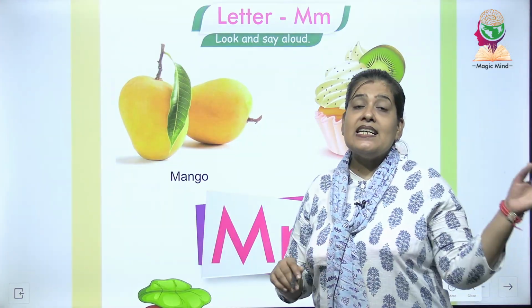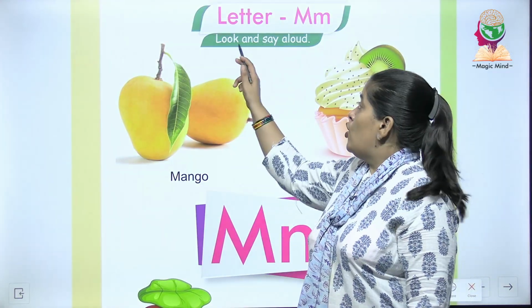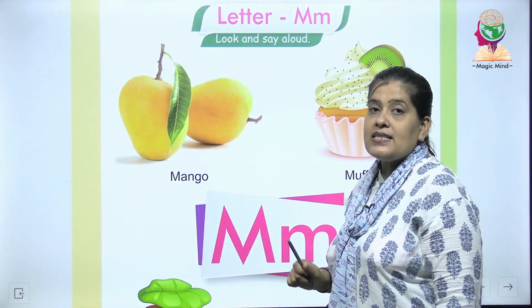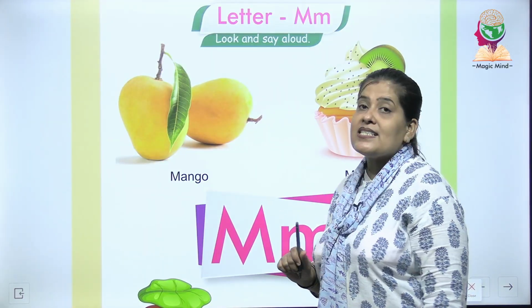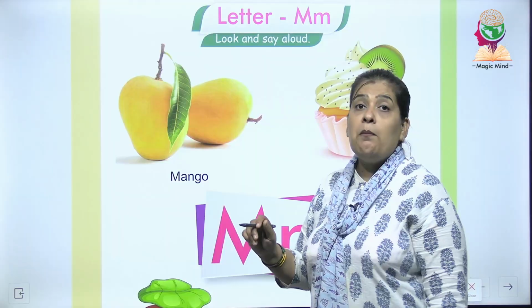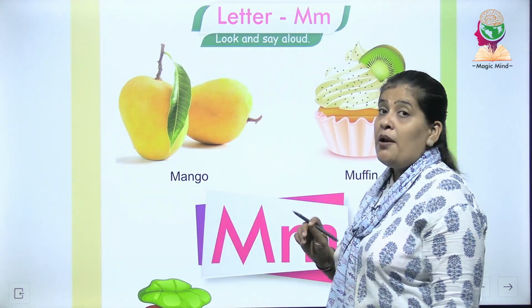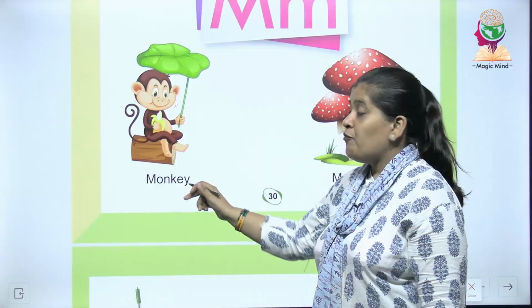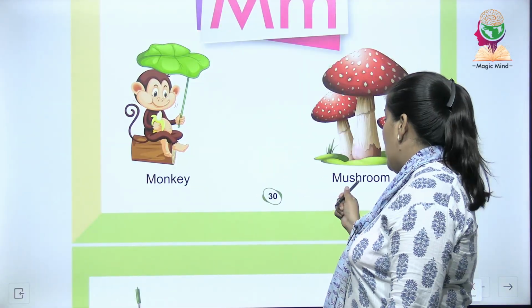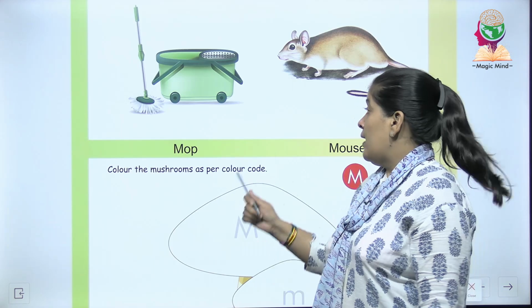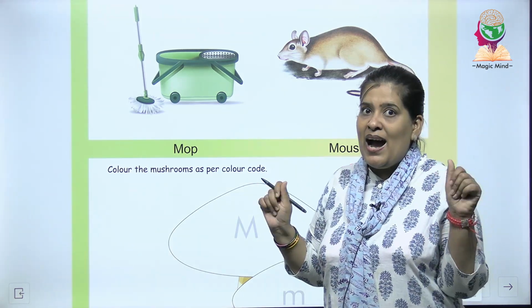Now next letter is letter M. Look and say aloud. This is capital letter M and this is small letter m. M for mango, the king of fruits. M for muffin. M for monkey and M for mushroom. M for mop and M for mouse.